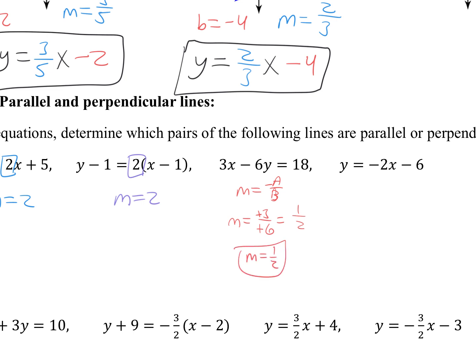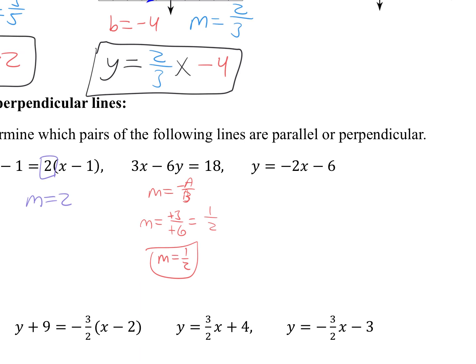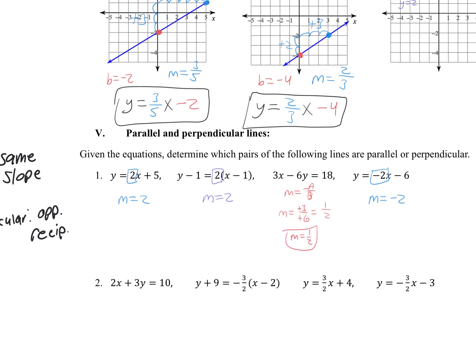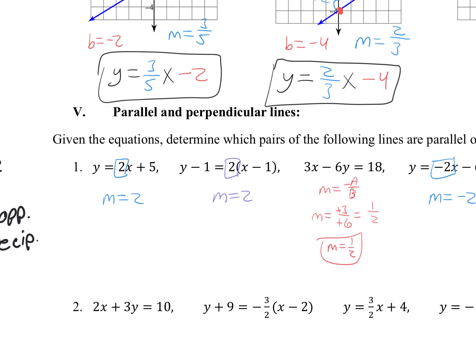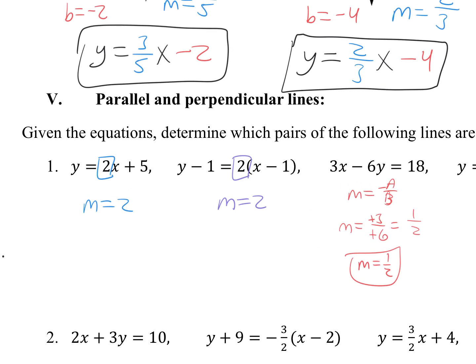All right. And then this last one, y equals 2x minus 6, this is also a slope-intercept equation. So your slope is going to be whatever's in front of x, so m equals -2. So let's identify which pairs are parallel or perpendicular. Well, you can see right away that m equals 2 and m equals 2 are the same.